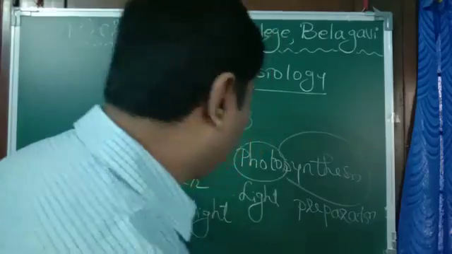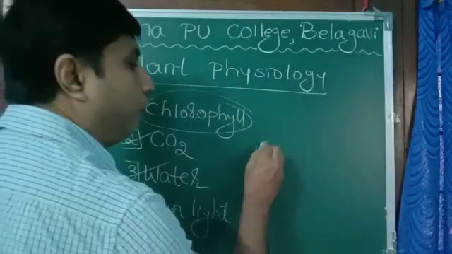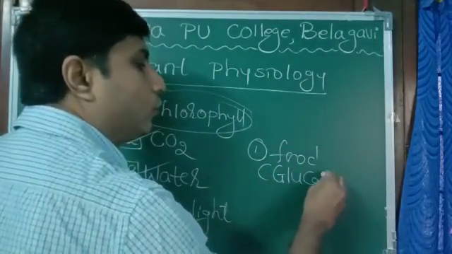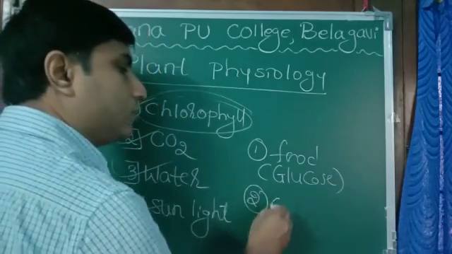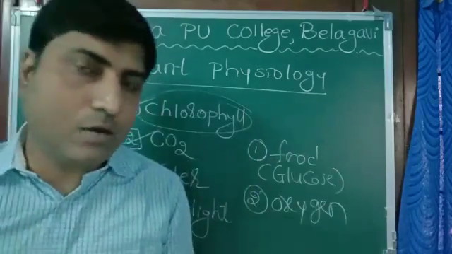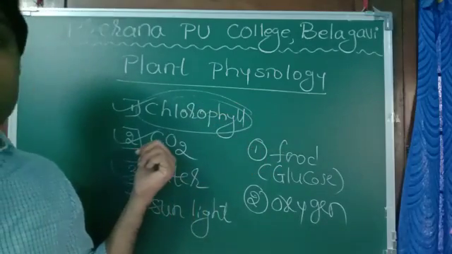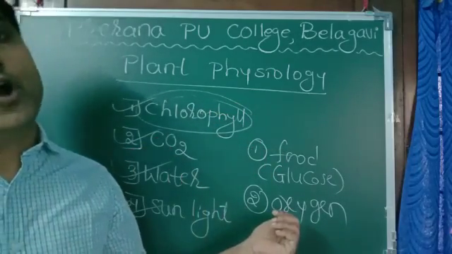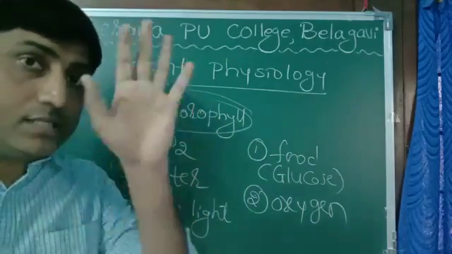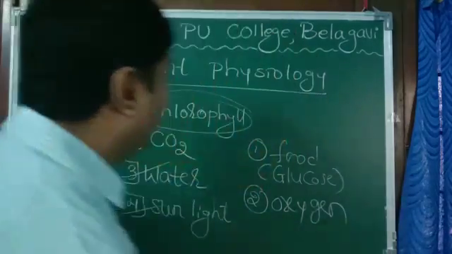And what is the product of photosynthesis? There are two products of photosynthesis. One is food, that is carbohydrate in the form of glucose. And second one is oxygen, that is the byproduct. Oxygen is released outside and we need oxygen during our respiration. Plants take carbon dioxide during photosynthesis and release oxygen. So photosynthesis is an important physiological process that takes place in the plant body.